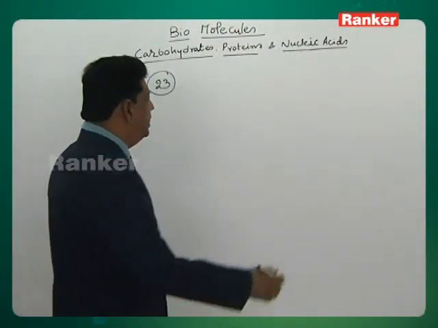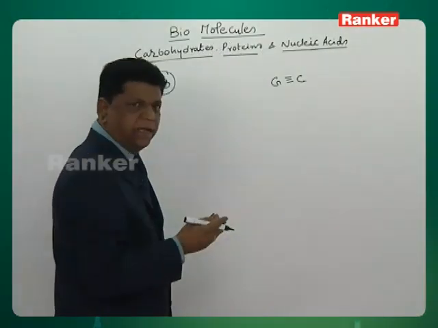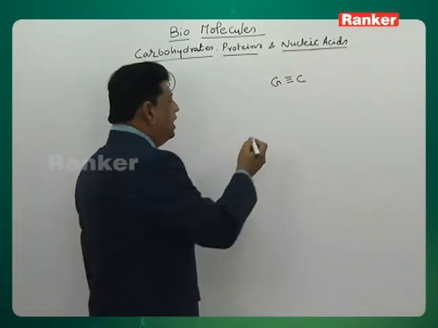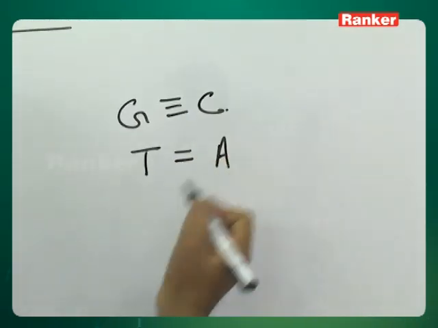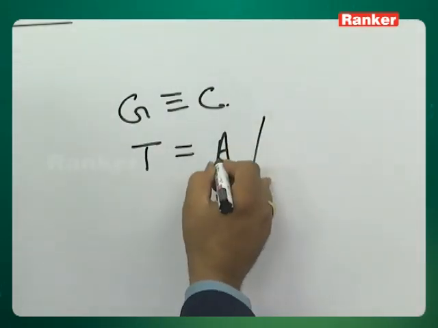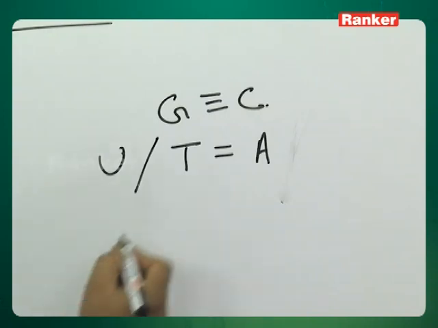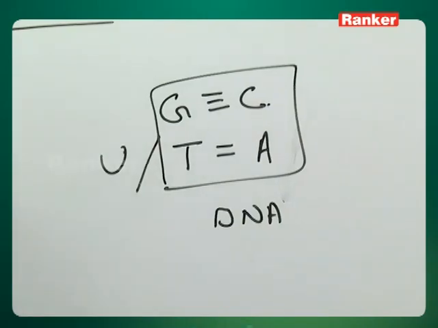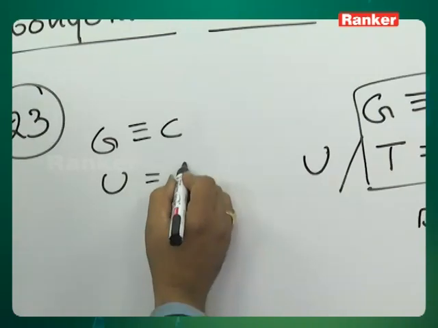The pairing always: G makes a hydrogen bonding with the cytosine. Guanine makes a pair with the cytosine, and T, that is thymine, will be making a pair with the adenine. In the case of RNA, what happens? Instead of the thymine, you will have a uracil. So this set will be there in the DNA, and instead of T, you have G, C, and U, A will be there in the RNA.